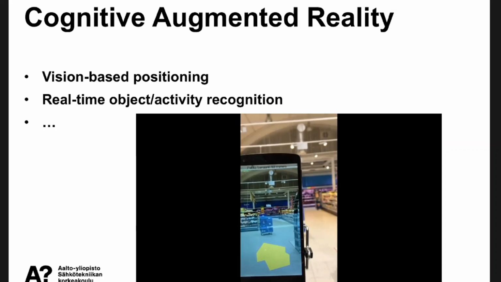For example, if I turn my camera and it takes, let's say, 1 second until you see something, then the experience is not good. So here we are also talking about latency like 100 milliseconds or lower. And I will show you one example of so-called cognitive AR. This is an example of vision-based positioning and AR navigation in the supermarket.